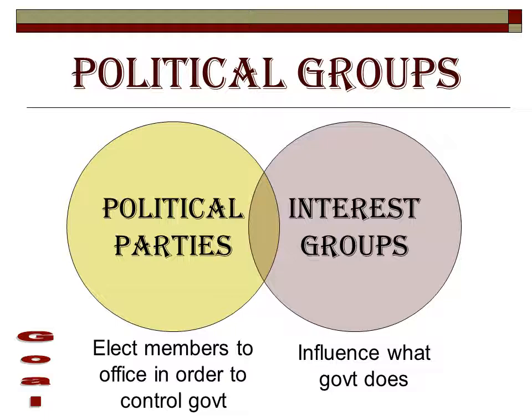Interest groups, on the other hand, influence what the government does. Their goal is less about actually electing people and more about dealing with the people once they've already gotten there and trying to influence those people who are already elected to do what they want to do as a group.